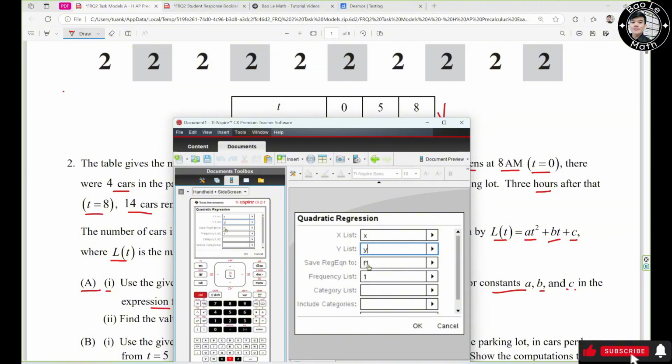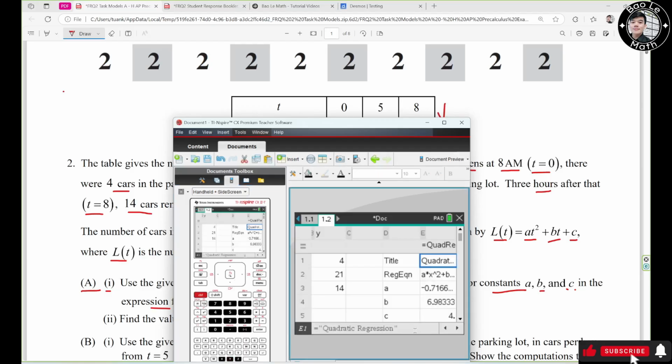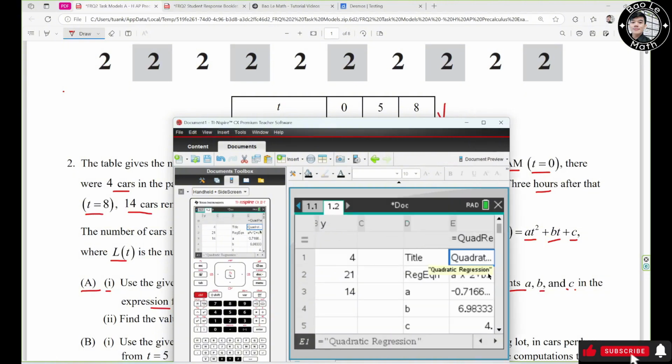Now keep in mind, you store your equation as F1 because it's extremely important. You're going to use this one later to calculate the predicted values, right? And then you need to hit OK. Alright, let's give you the answer right here. A equals negative 0.716, B equals 6.983, and C equals 4.